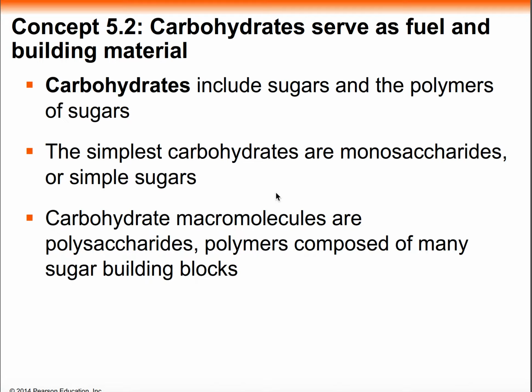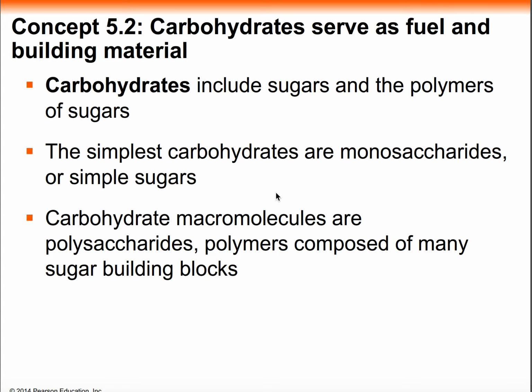Now, carbohydrates are going to include our sugars, and when we put our sugars together, we're going to make these great big polymers that we call polysaccharides. The simplest carbohydrates are called monosaccharides. Mono means one. Saccharide means sugar. Get used to breaking these large words down into smaller ones and you can't mess it up. So mono is going to be one, sugar is saccharide, so this means one sugar.